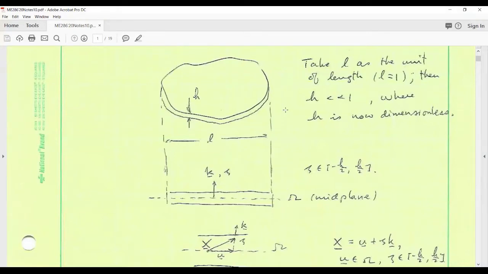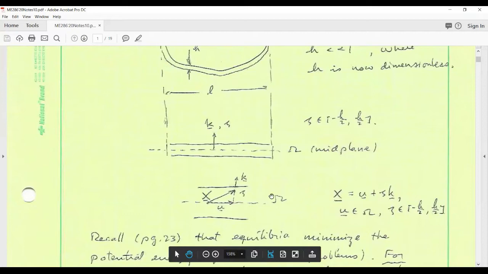So the idea is to find a two-dimensional theory that furnishes an optimal approximation to the three-dimensional problem in the limit as thickness gets very small.